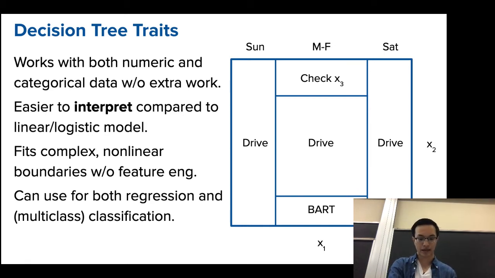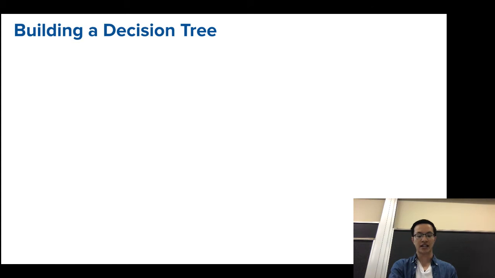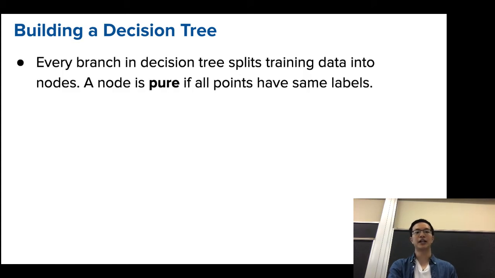Okay, so the question here is, how do we actually build a decision tree based on some data? The idea here is that I have to give you some vocabulary. I'll say that every branch in a decision tree splits the training data into nodes. And a node is pure if all points have the same labels. So at every rectangle in my decision tree, we have a set of training points that fall into that rectangle.